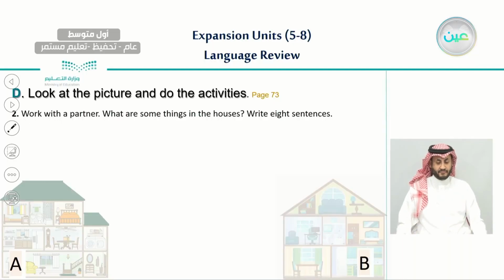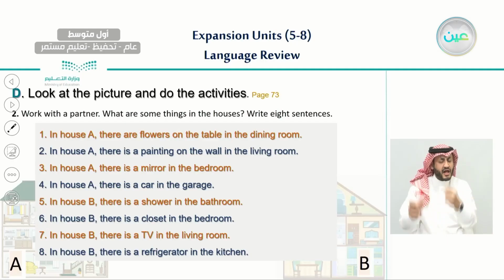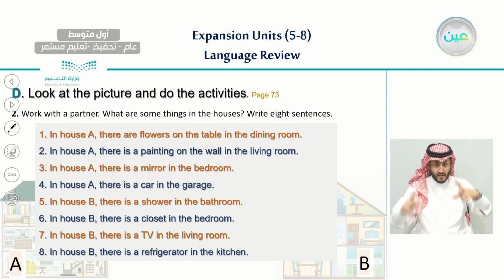The other exercise we have, exercise D on the same page, is to talk not about what people are doing, but about what things are in the houses. Just write about the things that we can see in the houses. For example, in house A, there are flowers on the table in the dining room. In house A, there is a painting on the wall. In house A, there is a mirror in the bedroom. In house A, there is a car in the garage.